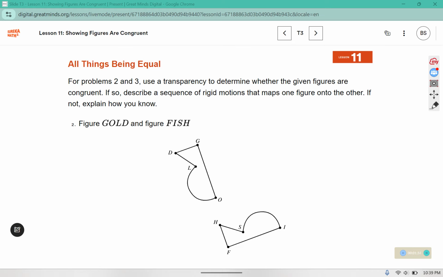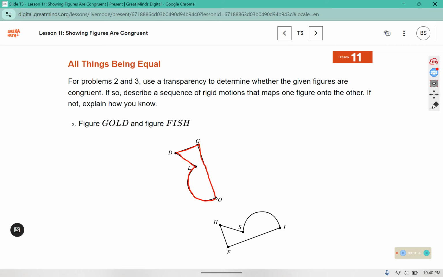For problems 2 and 3, use a transparency to determine whether the given figures are congruent. If so, describe a sequence of rigid motions that maps one figure onto the other. If not, explain how you know. We're going to start by tracing one of these figures. I'm going to start by lining up one figure's points with the other.